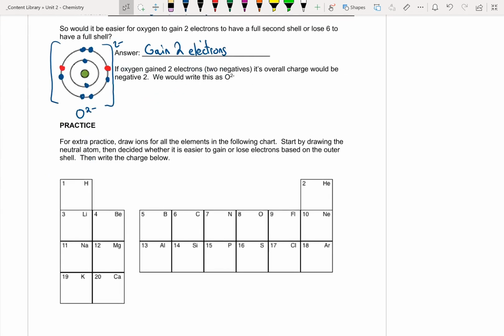So for some practice, go through your periodic table for the first 20 and draw the Bohr-Rutherford diagrams for each element, similar to our quiz. So draw each neutral atom based on the atomic number, and then based on your knowledge of your 2 rules, is it going to be easier for your element to gain electrons or lose them to fill its outer shell? And based on that, then draw in what your ion would look like and write the charge for each element if it was an ion.